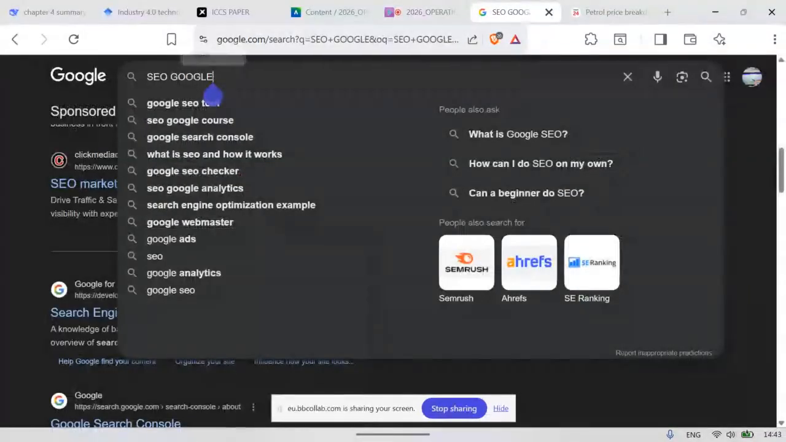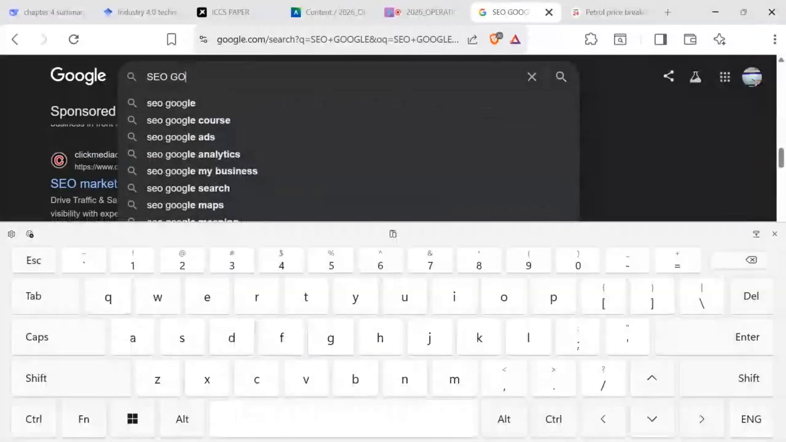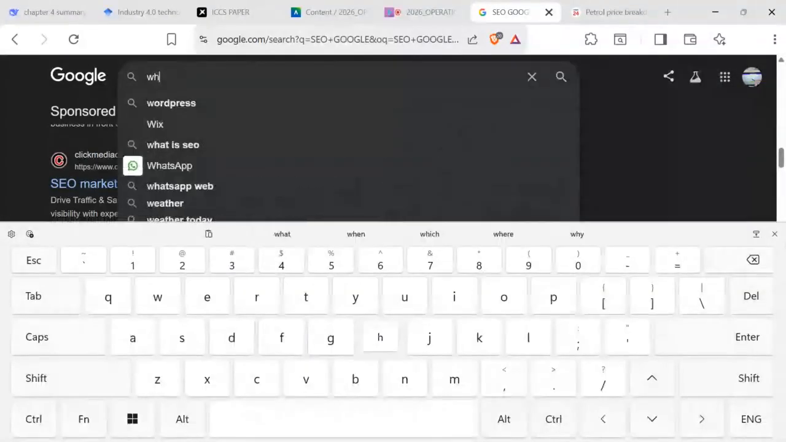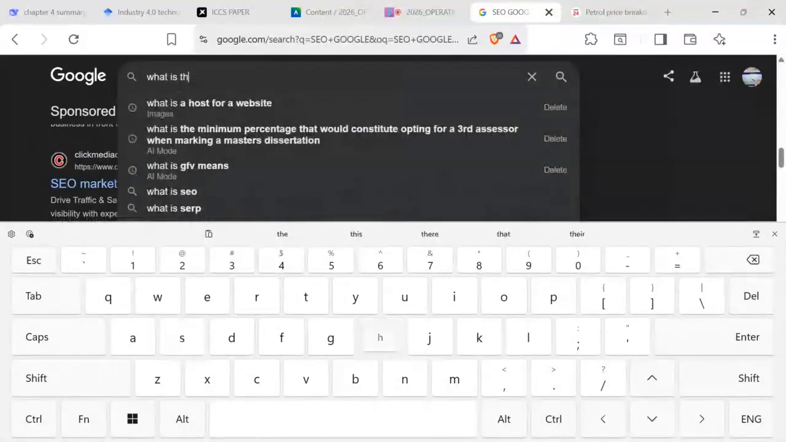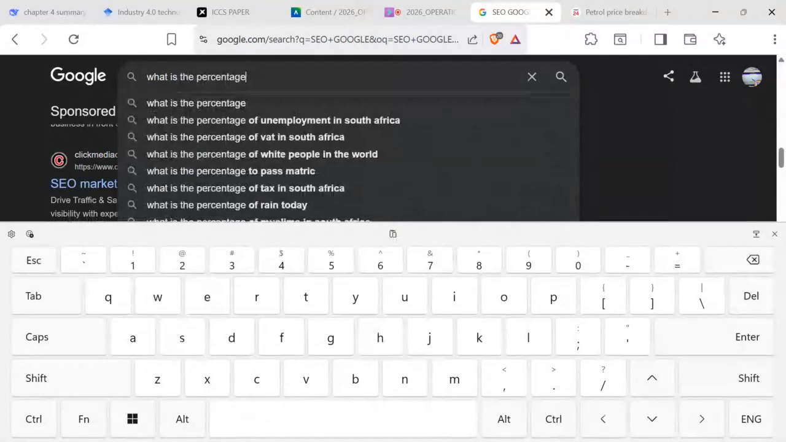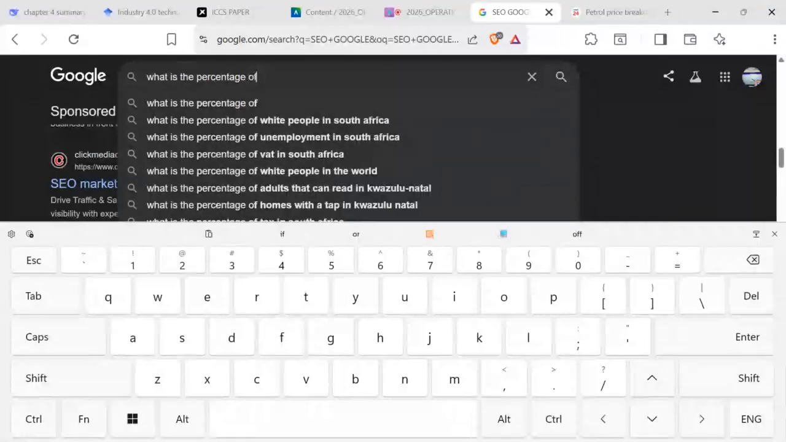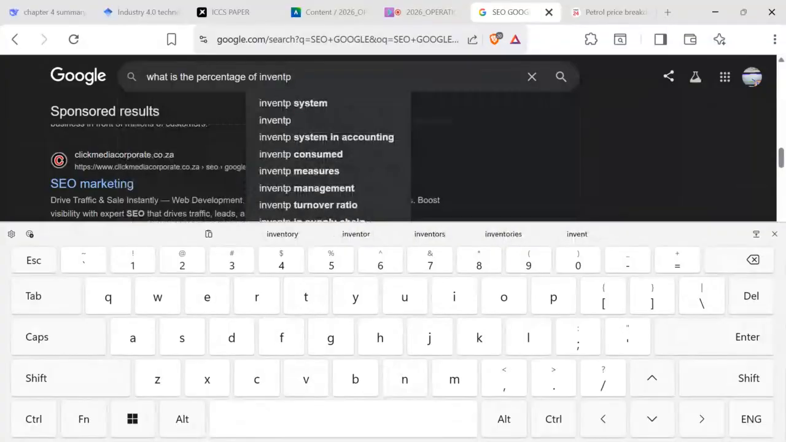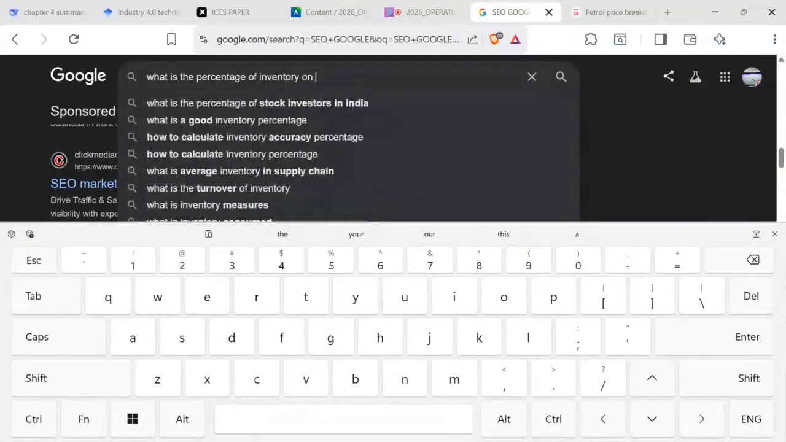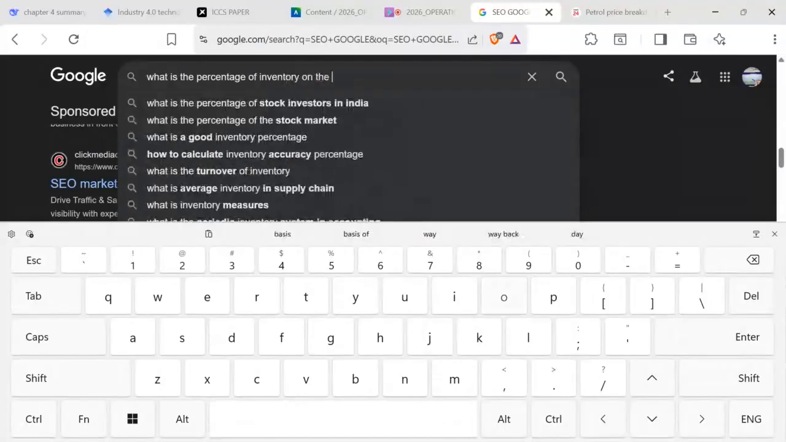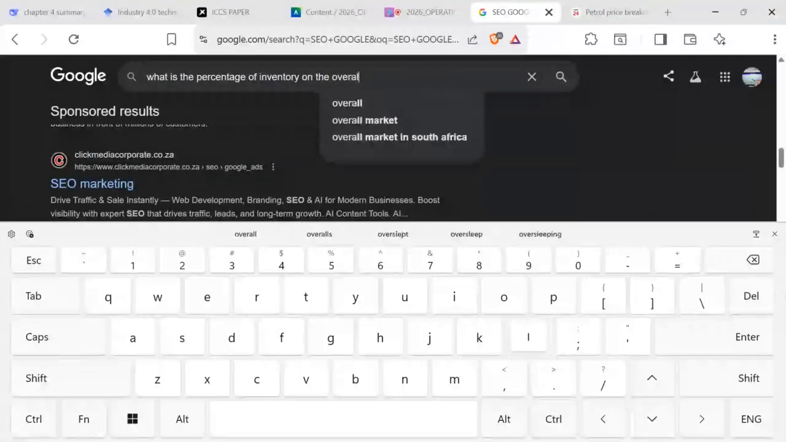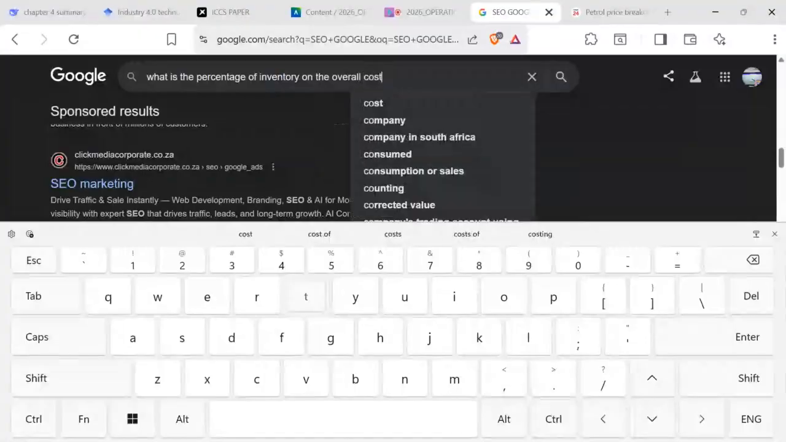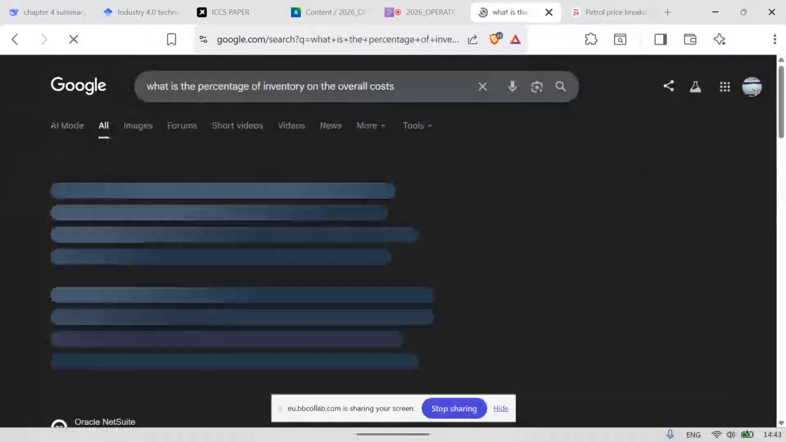Oh, I'm doing wrong things here. What is the percentage of inventory on the overall costs?